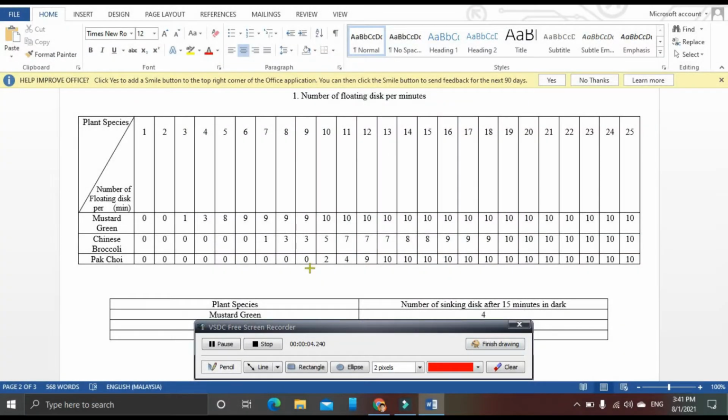As we can see, this is the result that I get after I run the experiment. From this result, we could see that the mustard green recorded the fastest time for all the discs to float on the water, which is 10 minutes. Followed by the pak choy, which is 13 minutes. And followed by the Chinese broccoli, which is 19 minutes.